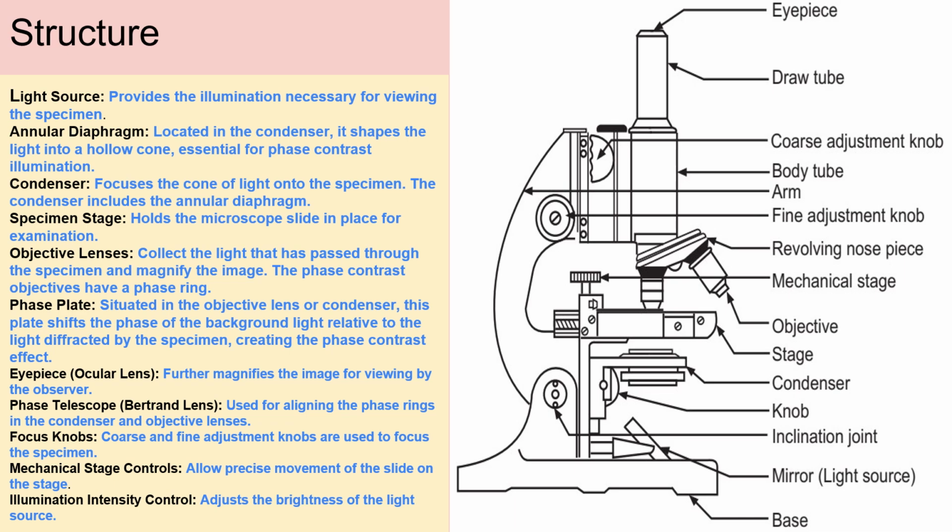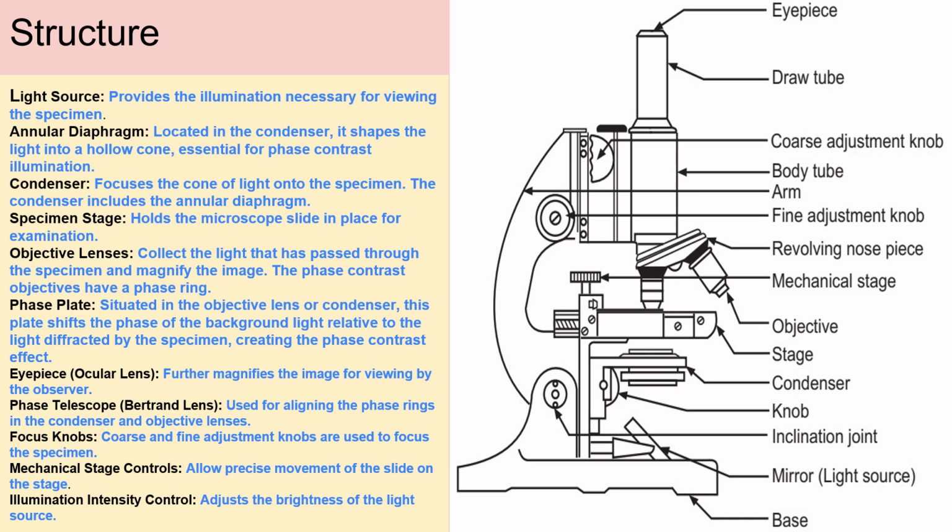Structure of a phase contrast microscope. A phase contrast microscope is composed of several key components, each contributing to the generation of the phase contrast effect. The light source provides the necessary illumination, which is then shaped into a hollow cone by the annular diaphragm located within the condenser. The condenser focuses this cone of light onto the specimen positioned on the specimen stage. Objective lenses collect and magnify the light that passes through the specimen.